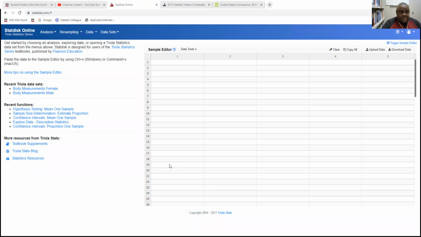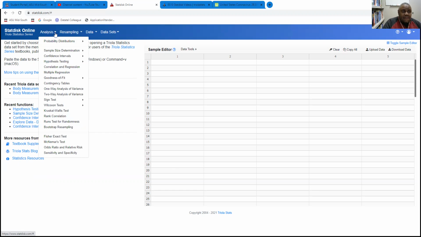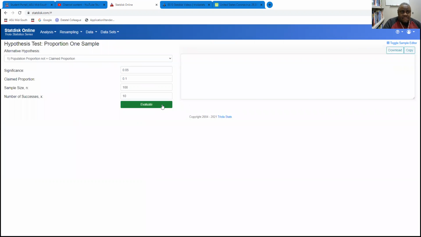Okay, so pretty much you should be able to log into StatDisk with your email address and password that you created. To go to hypothesis testing, we have to go to analysis on the left-hand side. So click on analysis. We're going to go down to highlighting hypothesis testing. Click on that. Now, we're doing a proportion because we were given a percent in that particular problem. So here we're going to select proportion 1 sample because we're only dealing with 1 sample in this case.